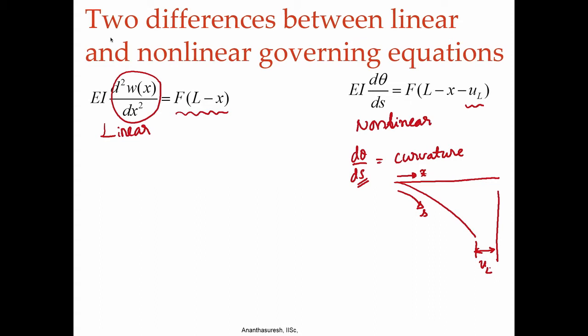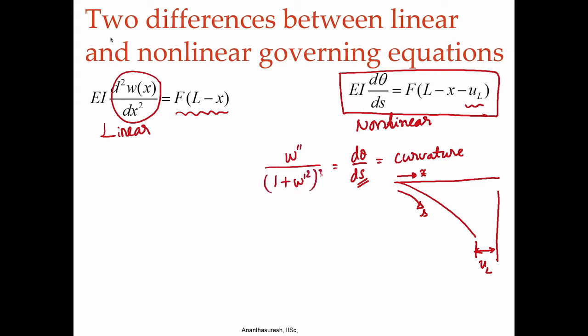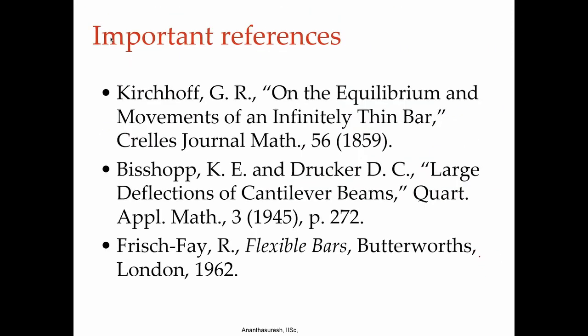Okay, these are the two differences between the linear and nonlinear governing equation. So, this is the equation that we need to solve now, and you can see that this equation involves d theta by ds, which as we saw is nonlinear, because there is w double prime divided by (1 plus w prime square) raised to 3 over 2. So, it is nonlinear, and we have this extra variable UL. So, we have a differential equation to solve for w of x, but we also need another equation to solve for the scalar UL. So, we need another scalar equation, which we will see as we go along.